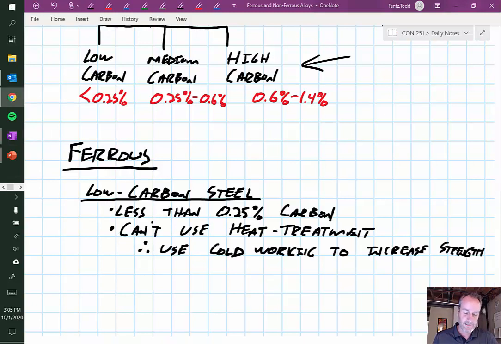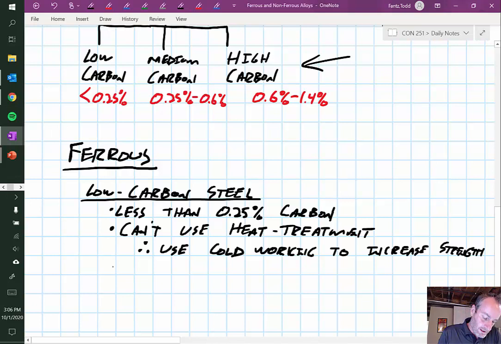So the process of cold working, we haven't really talked much about it. It's really adding strength to the metal by squeezing, rolling, bending, shearing, drawing. What you're doing is you're changing the shape without using any heat. And that is subjecting it to mechanical stress and causes a permanent change in its crystalline structure, causing this increase in strength. So because the low carbon steel can't be heat treated, this is the process that we could use in order to increase its strength.